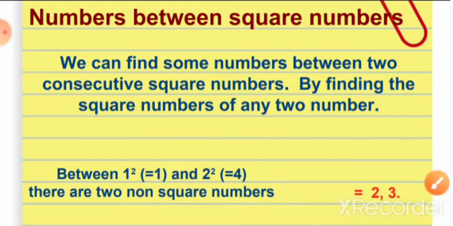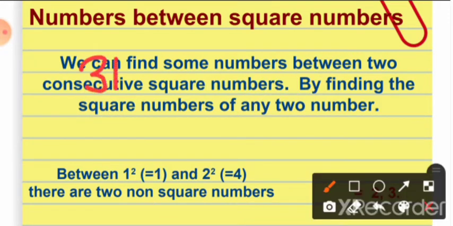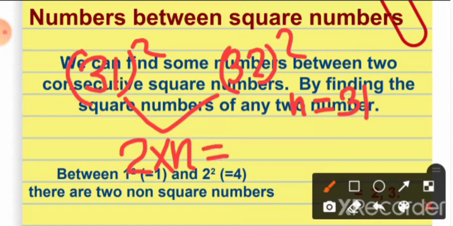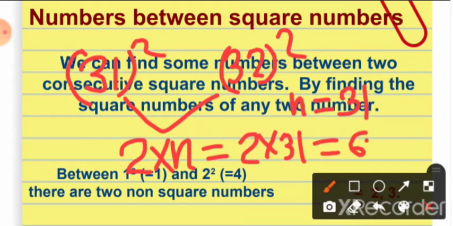Take the example 31 square and 32 square. Calculate the number of terms between 31 square and 32 square. In this situation the value of n is equal to 31, because the numbers are n and n plus 1, so directly you can write the total number of terms between these square numbers as 2n. The value of n is 31, so 2 into 31 is equal to 62. So the answer will be 62.